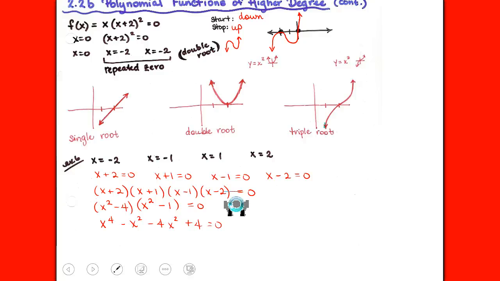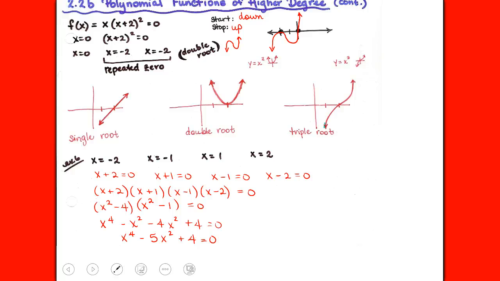So we could go through and we could say x squared times x squared is x to the 4th. X squared times negative 1 is negative x squared. Negative 4 times x squared is negative 4x squared. And negative 4 times negative 1 is positive 4. Any like terms? Yeah, the x squareds, right. So if I combine those, what would I get? Negative 5x squared. Negative 5x squared.